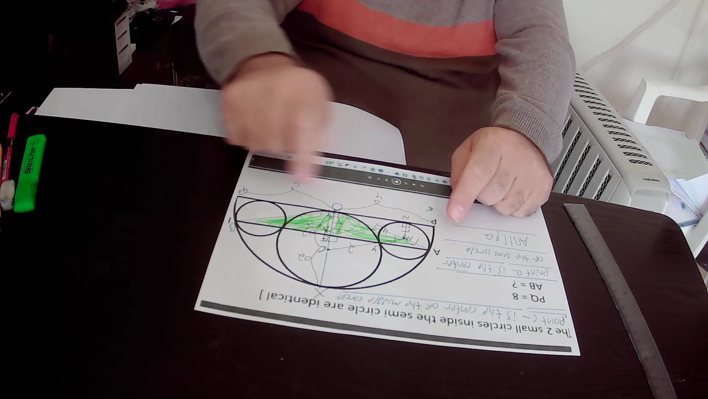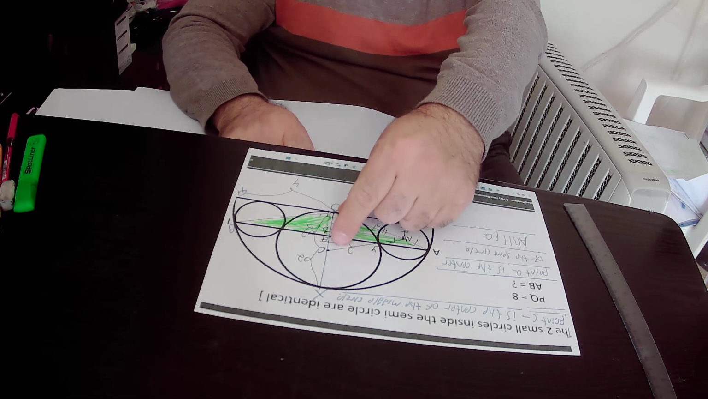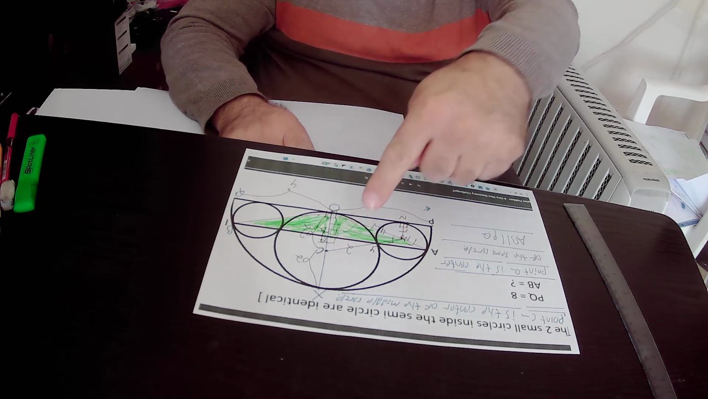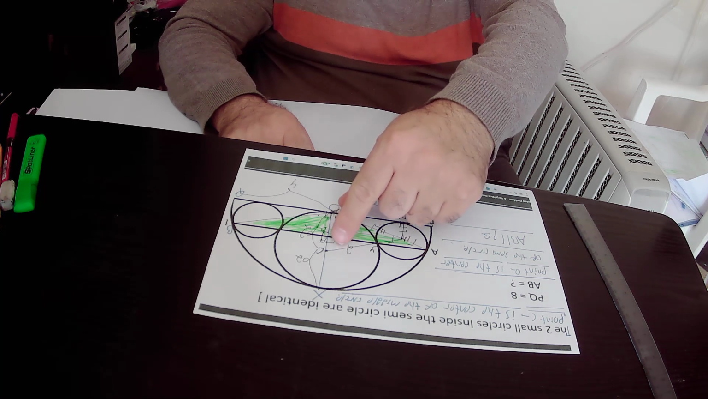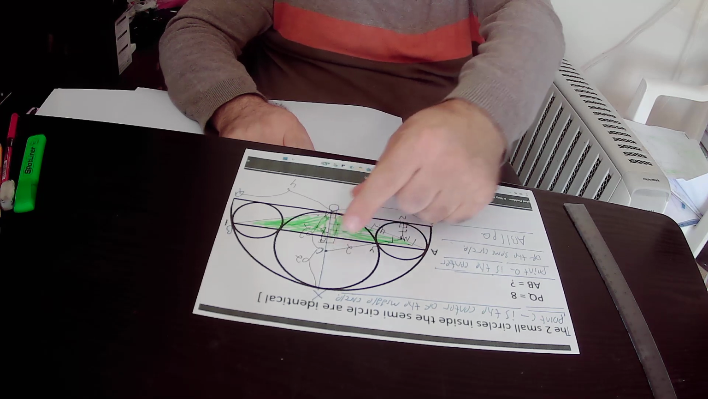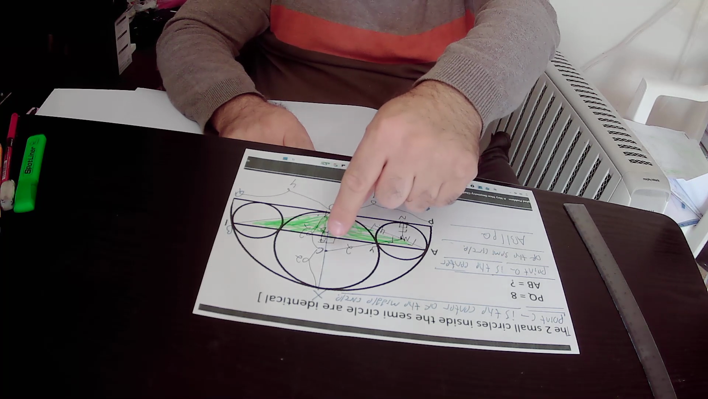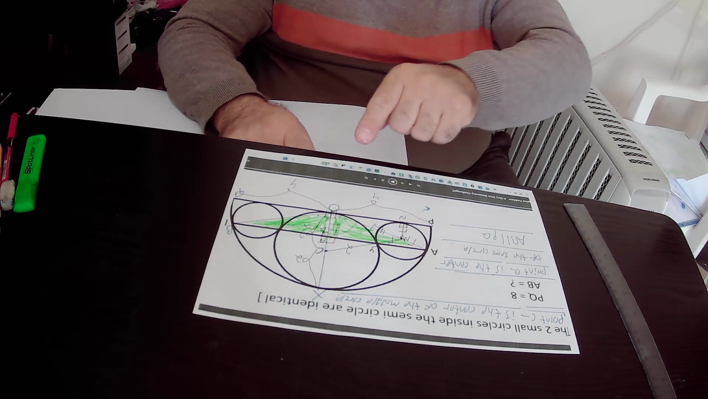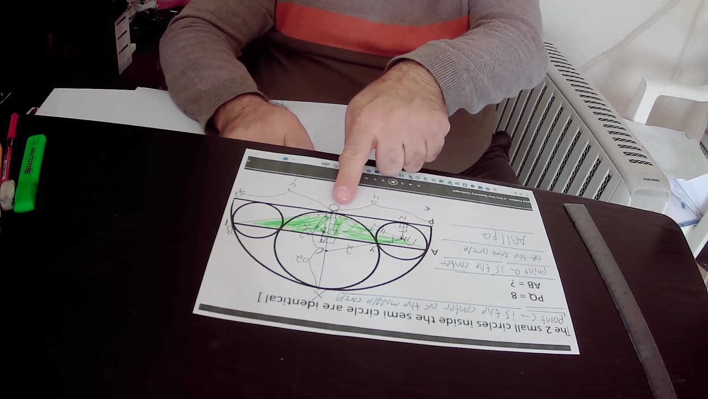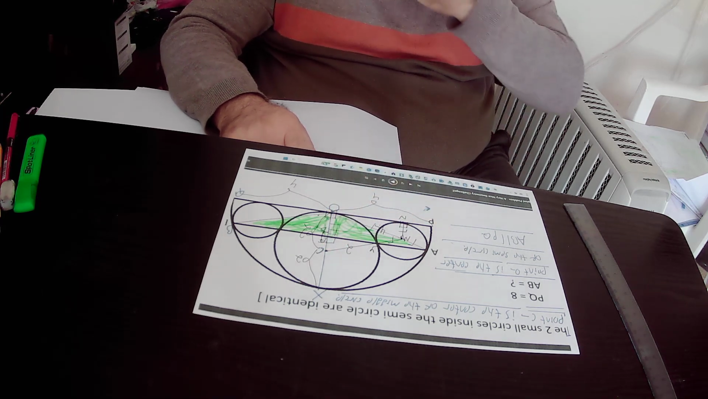And we know that AB is parallel to PQ, and those two angles, angle POX and angle AEX, are corresponding angles located between the parallel lines AB and PQ. Therefore, they are equal to each other. But we know that angle POX equals 90 degrees, therefore angle AEX will also be equal to 90 degrees.